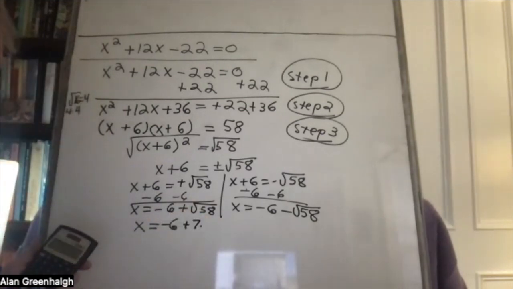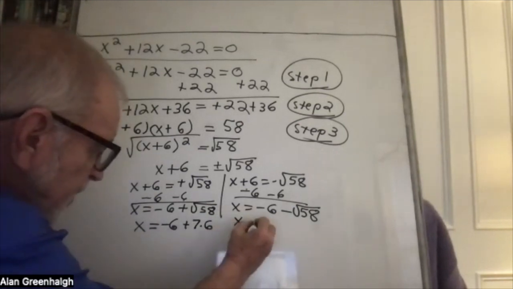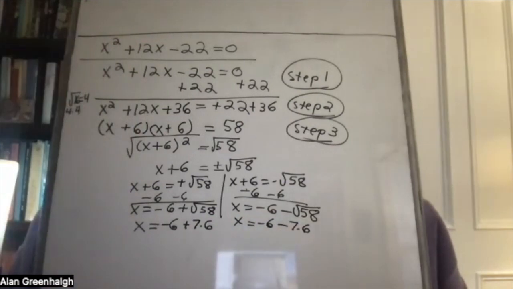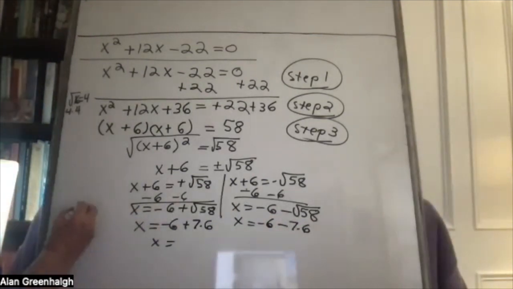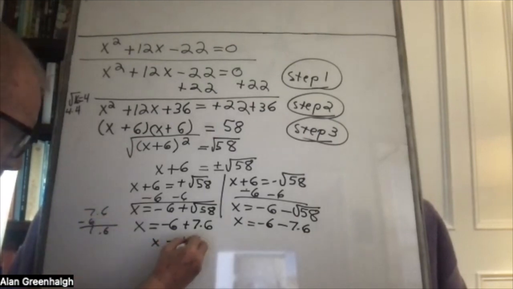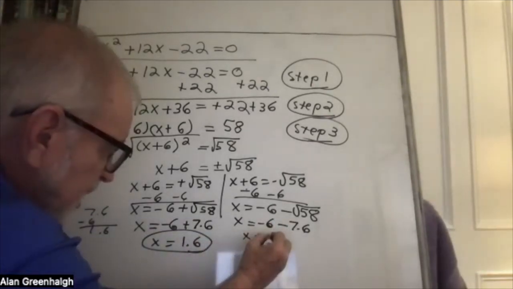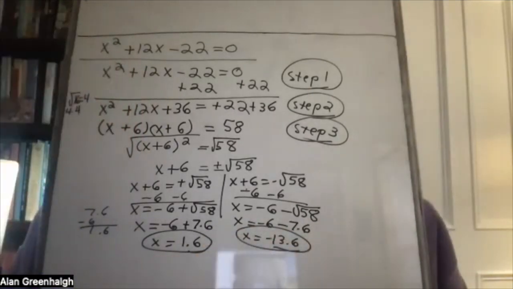Excuse me, 7.6 to the nearest 10th. And over here, negative 6 minus 7.6. And when you work this out, you get x equal, well, you know, do it over here if you'd like. 1.6. And here, it's negative 13.6. Here are the two answers to the question.